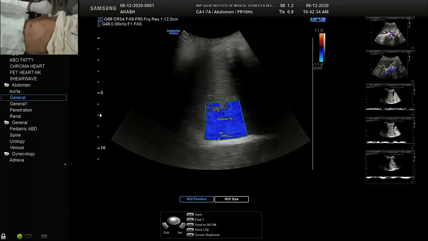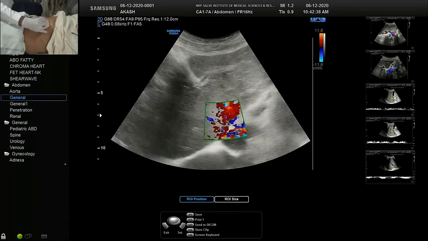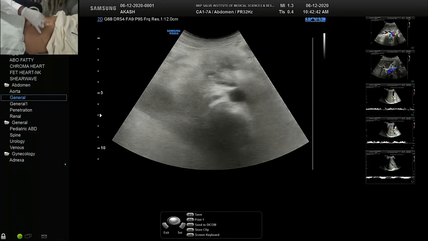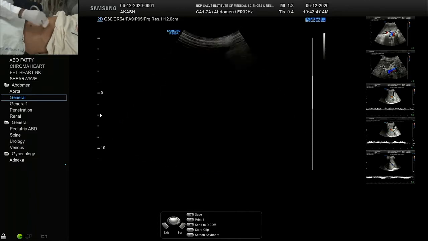So here the hepatic vein again has more flow, or minimum flow has increased a little bit, portalization. So as such, the patient has multiple findings. We'll just check for the spleen.